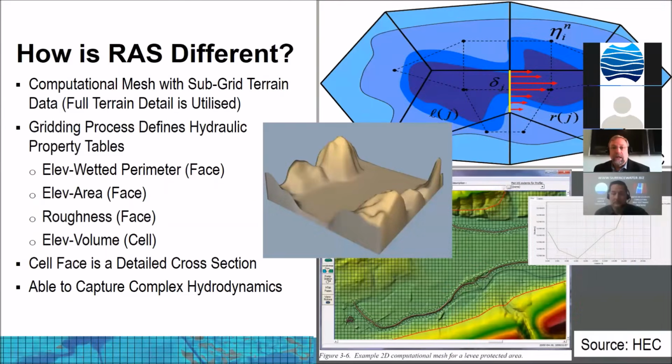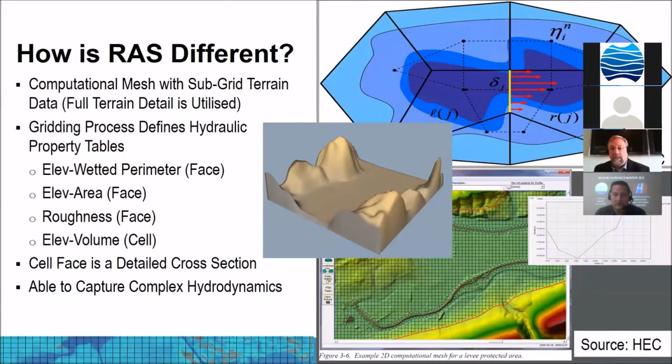So if you skip to the next slide, how is RAS different? The computational mesh at the subgrid level of detail is extremely important to how it sees the terrain. And what RAS is seeing is that image in the middle, where each of the edges of the cell is actually a cross section where hydraulic property tables are extracted. The center of the cell is treated as a stage-storage relationship, and in that instance the model can see that flow entering at the face closest to you would exit out of the face farthest from you first before it would begin to interact with the left and the right sides.